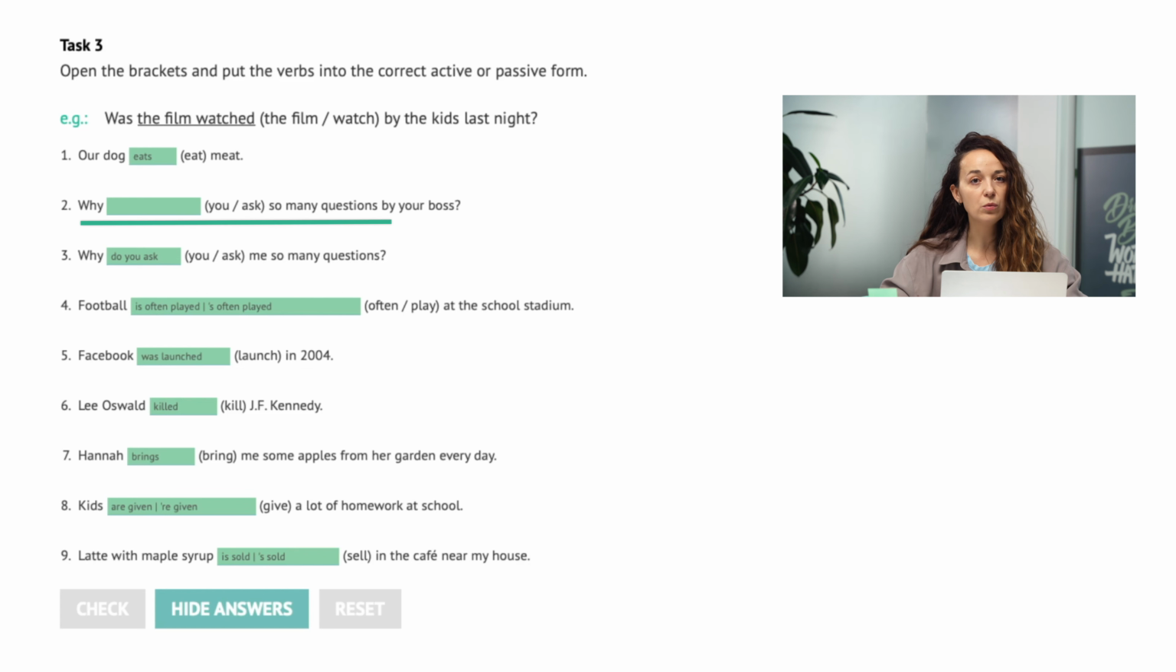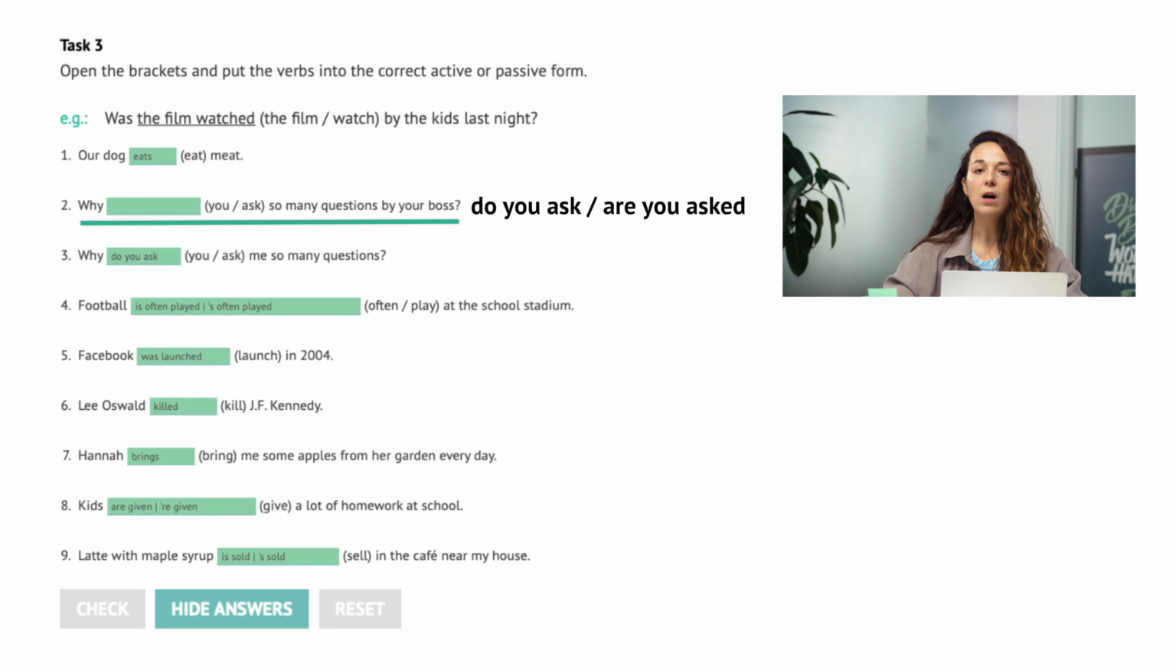What about sentence 2? Do you ask or are you asked? Usually, we ask questions by ourselves. But in this case, we have by your boss. So it means that your boss asks the questions, not you. The answer is, are you asked? Now, if you look at sentence 3, you'll see that's where you ask questions, so it'll be in active voice.